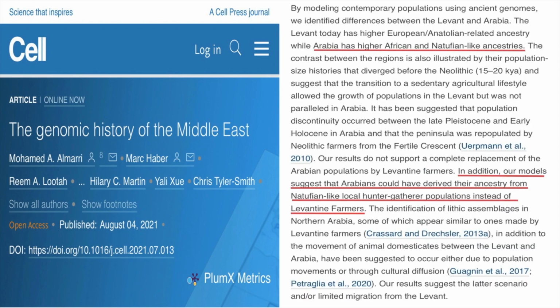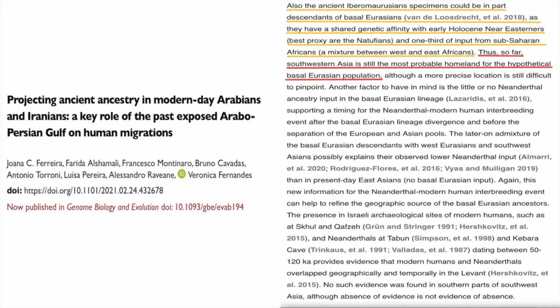And so it says Arabia has higher African and Natufian-like ancestries. In addition, our models suggest that Arabians could have derived their ancestry from Natufian-like local hunter-gatherer populations instead of Levantine farmers. And this is another paper dealing with the genome of the Middle East. It's called Projecting Ancient Ancestry in Modern-Day Arabians and Iranians: A Key Role of the Past Exposed Arabo-Persian Gulf on Human Migrations.